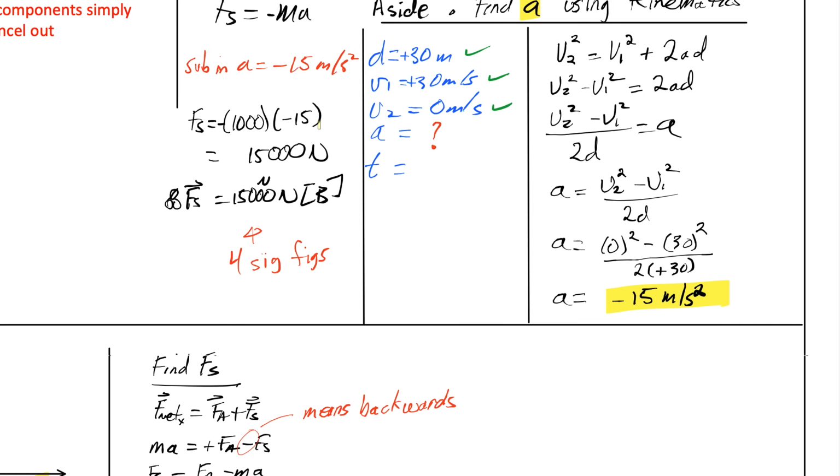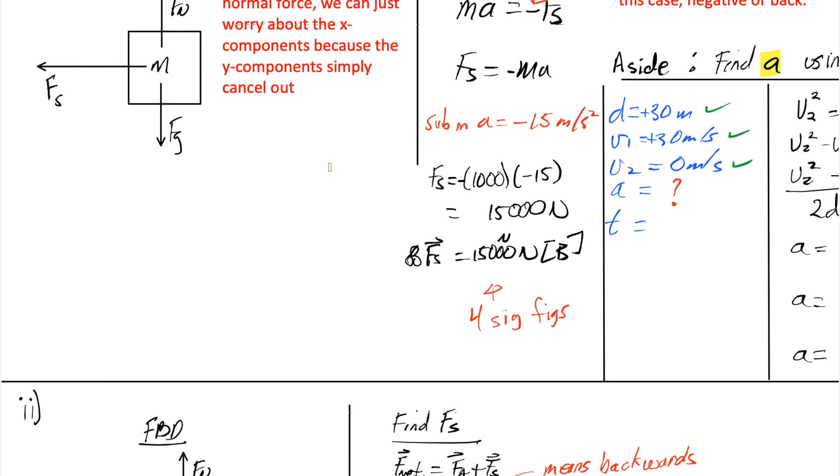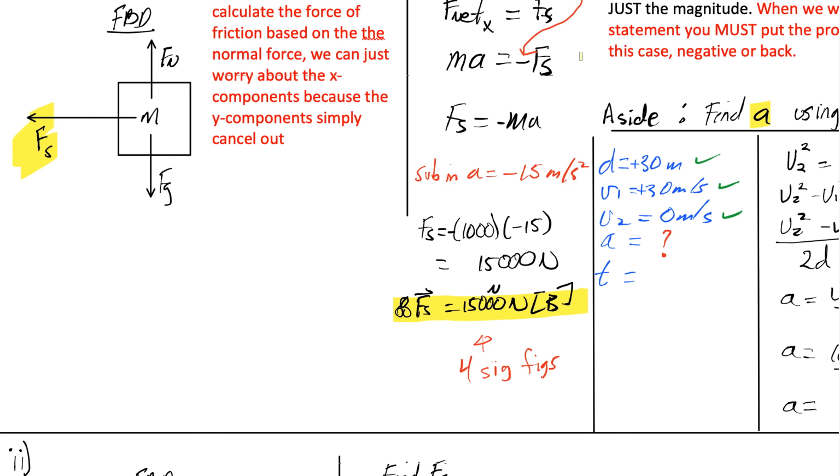So hopefully we still get a non-negative answer. Well, negative times 1,000 times negative 15, and there we go, 15,000 newtons. That's just the magnitude of the stopping force, but we know that the stopping force is negative in the backwards direction. So therefore, when we state the final answer, we have to interpret it based on the diagram and the fact that we made it negative here. We already made it negative up there. And that's why the answer came out as a non-negative number.